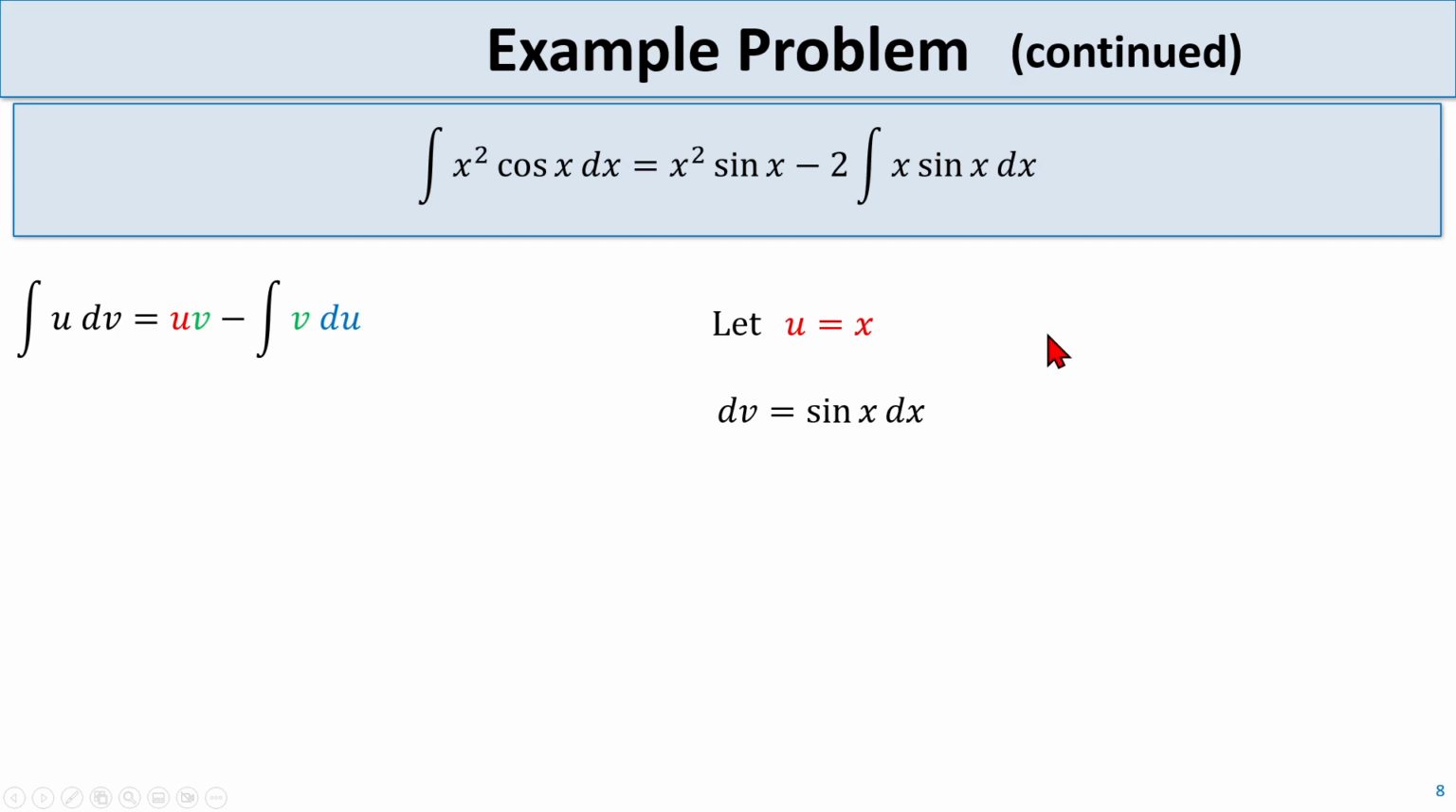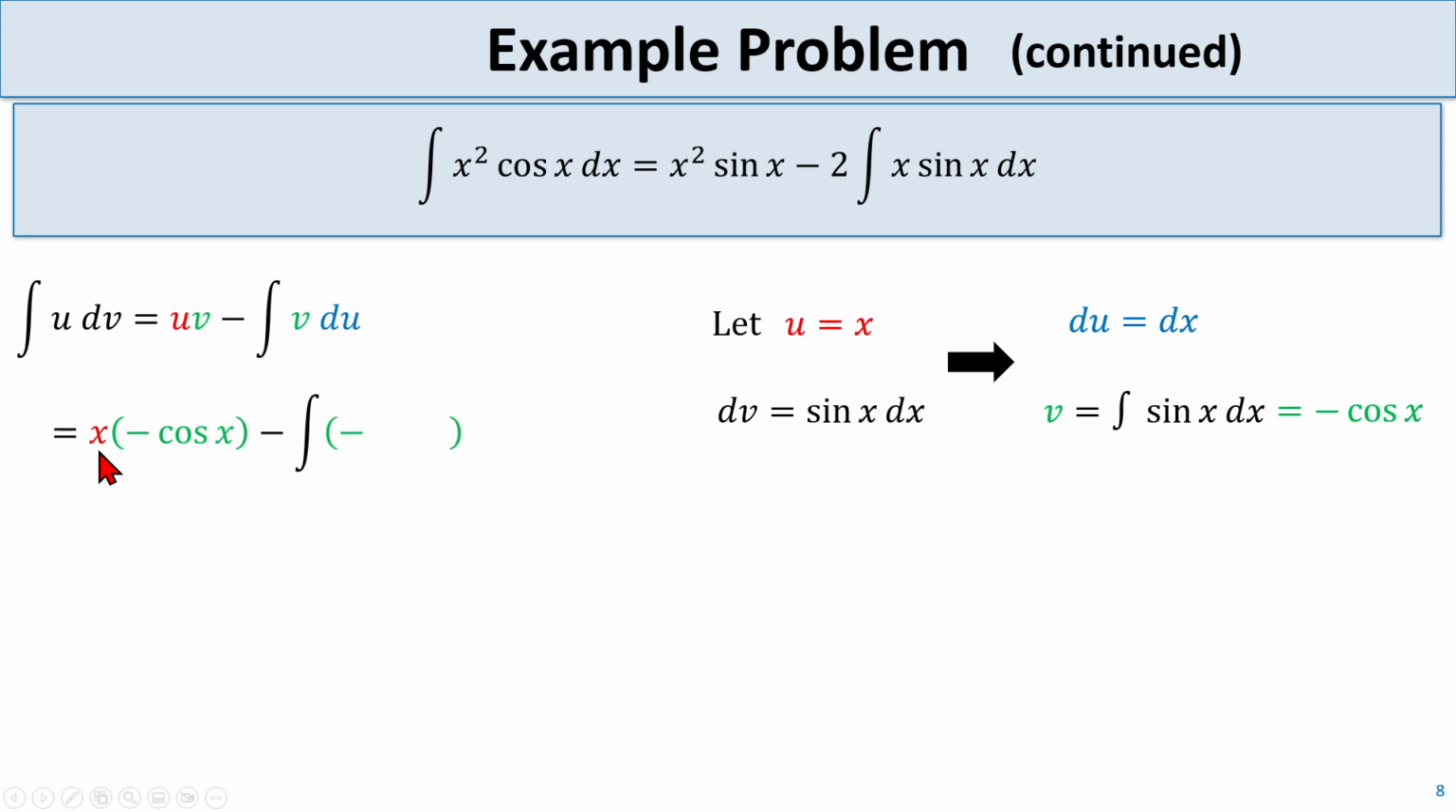Next, it's time to find du and v. Since u is just x, that means du is just dx. And we find v by integrating. The integral of sine of x is negative cosine of x. So now we'll apply the integration by parts. We'll plug in each of these quantities. The u turned into x. Both of these v's turn into negative cosine, and du is just dx in this part.